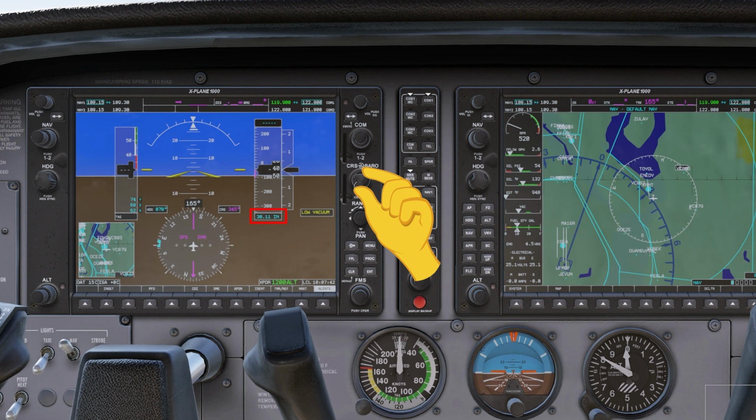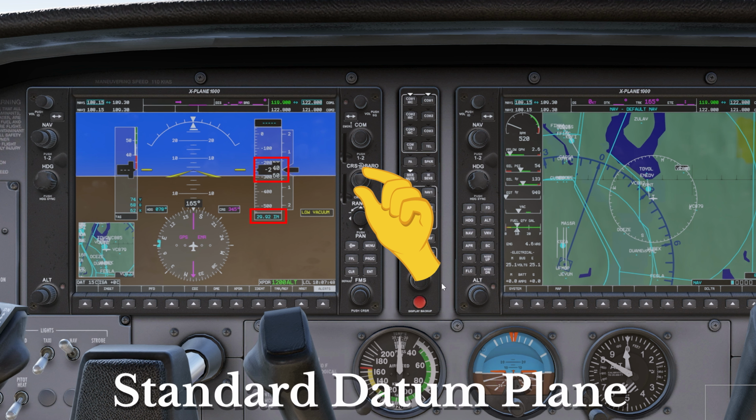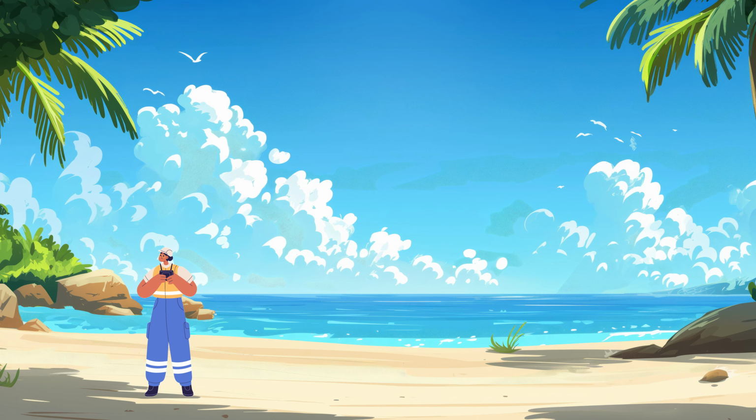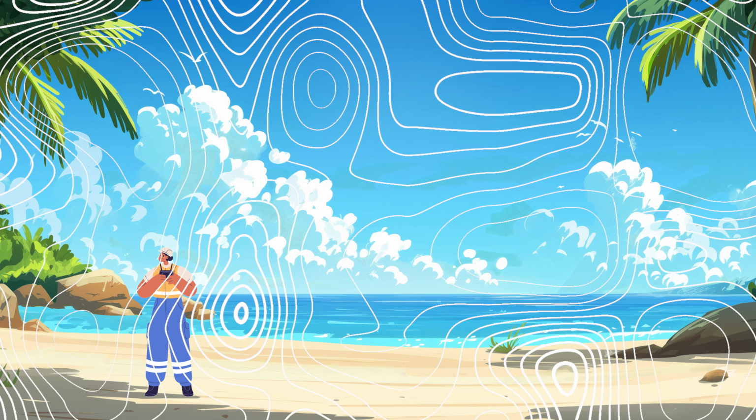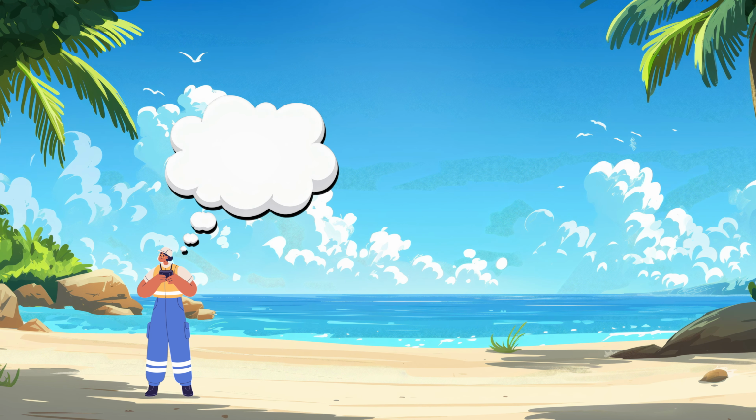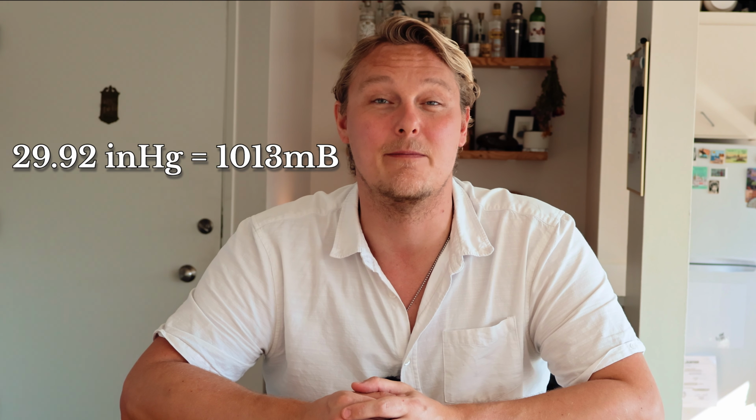Now, let's talk about pressure altitude. This is our altitude when we set our altimeter to 29.92. And it will give us our altitude above the standard datum plane. What does this mean? A long time ago, someone decided to measure the local air pressures at sea level in all different kinds of places and came to the conclusion that the average pressure is 29.92 inches of mercury, or for my fellow Europeans, 1,013 millibars.